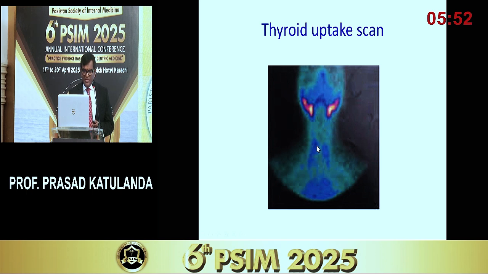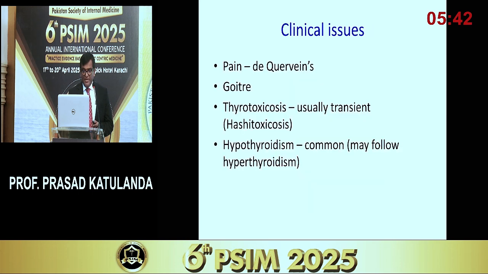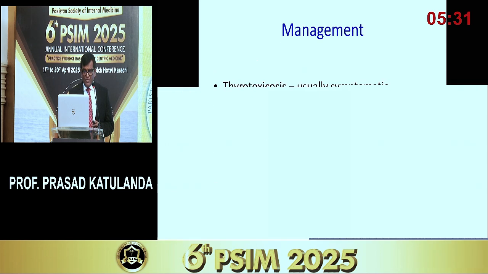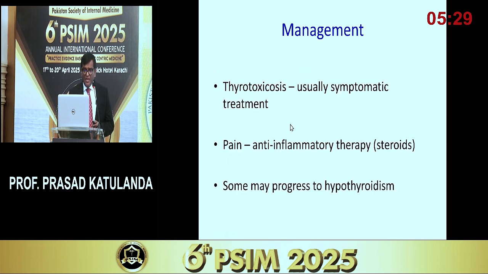Here is the thyroid bed. You see there is no uptake here. There is some uptake in the salivary gland. So this is a typical pattern of thyroid uptake in patients with thyroiditis. So there's a lot of symptoms, pain, fever, and there's features of thyrotoxicosis, and they can later on go into hypothyroidism.